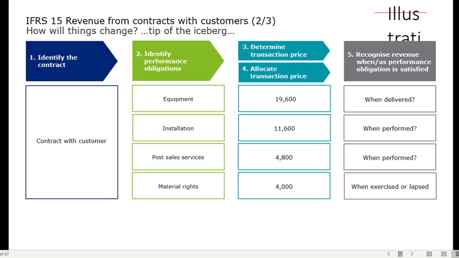Then the last thing to understand in IFRS 15 is recognizing revenue as and when the performance obligation is satisfied, when it is delivered, when it is performed. Should we recognize the revenue when the equipment is actually delivered? Should we recognize the installation revenue when it is actually performed, when we have been on the site, when it is complete, or during a period of time or at one point in time? And the post-sale service, when we are going to perform. How do we identify this 4,800, immediately or over a period of time? Those things we will look at in the fifth step.